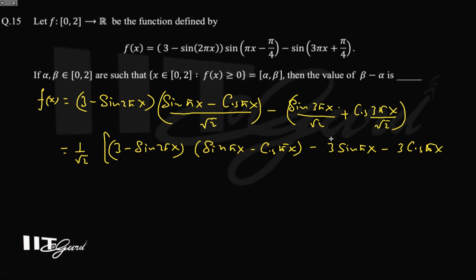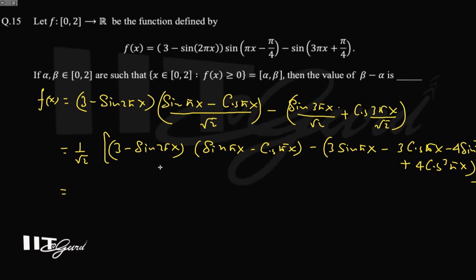If you take negative common, because 4 cos cube theta minus 3 cos theta, this will become negative. So negative when you take common, it will become negative. And here minus 4 sine cube pi x, and plus 4 cos cube pi x, and hence this is the entire result of this one, times 1 by root 2. Now let's solve somehow.